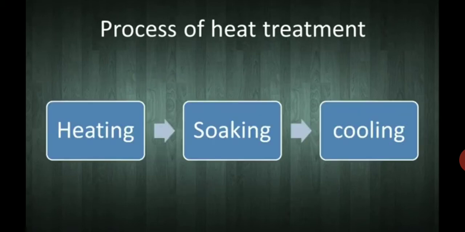Let us see the process of heat treatment. It consists of 3 steps. First, the metal is heated to a specific temperature and it is kept at that temperature for a specific period of time. In this time, the material rearranges its grain structure depending upon the temperature. And after that, material is cooled at specific rate so as to get the desired improvement in its properties.